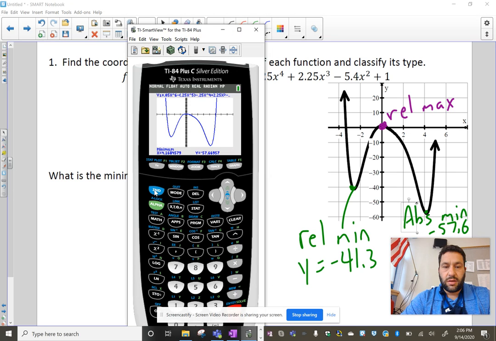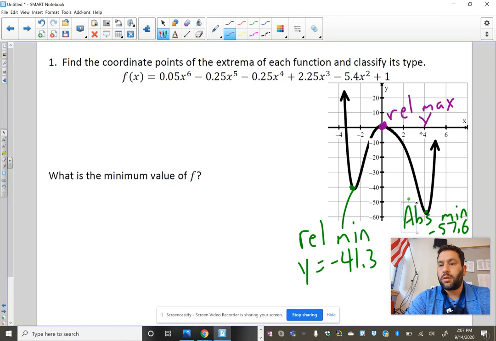Go and we hit enter. We go right bound. Hit enter again. And then enter one last time for a guess. It's calculating. And we have a relative max at y is equal to 1. So here's just a quick example of how to find these values using a calculator.